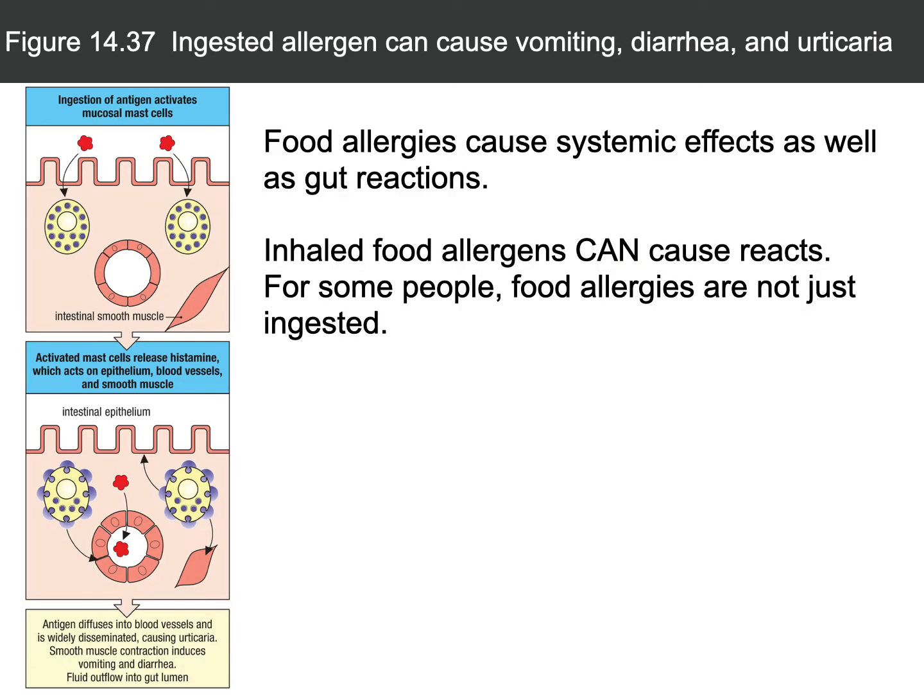Now, in the GI system, commonly with food allergies, you're going to get the mast cells interacting with the allergen and releasing of histamines, and that's going to cause the GI distress, vomiting, diarrhea. It can also lead to hives, and the allergen can also get into the bloodstream, and then we can have a systemic reaction. So again, keep in mind for food allergies, it's not just a GI presentation. They can also have skin presentation, so they can get hives from it.